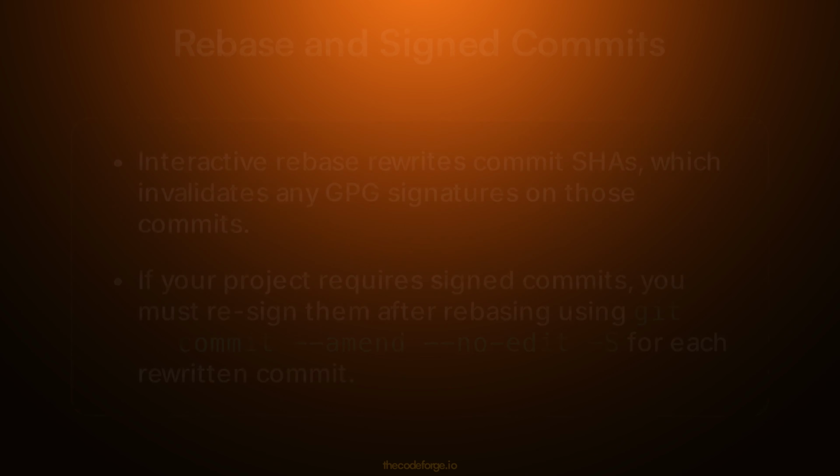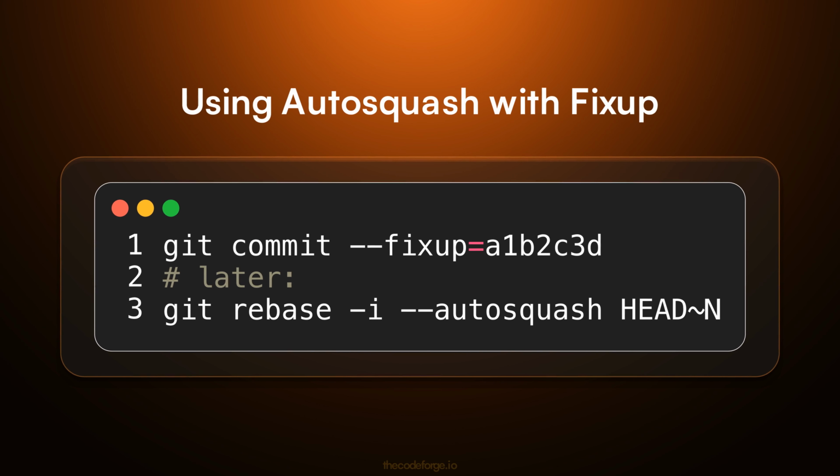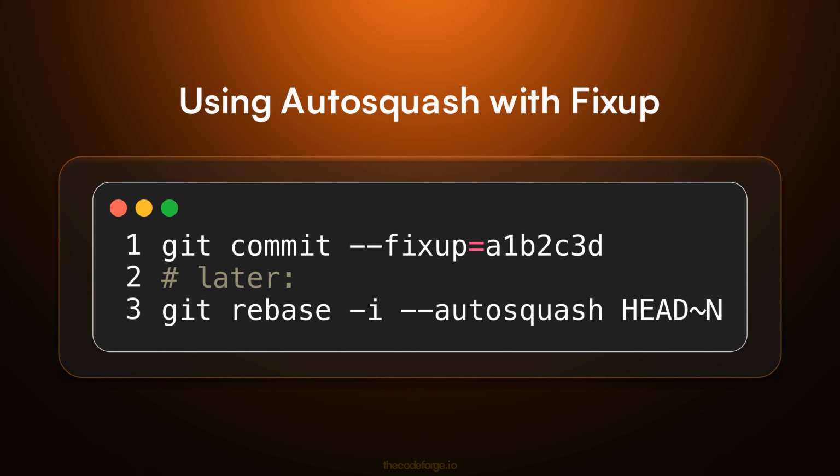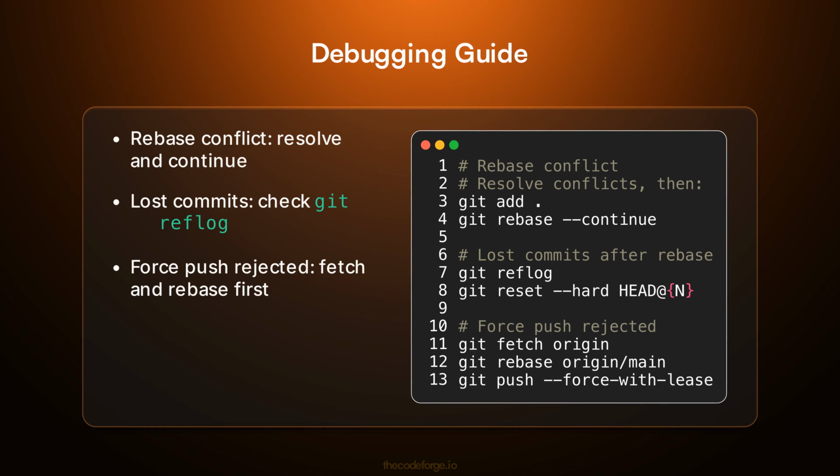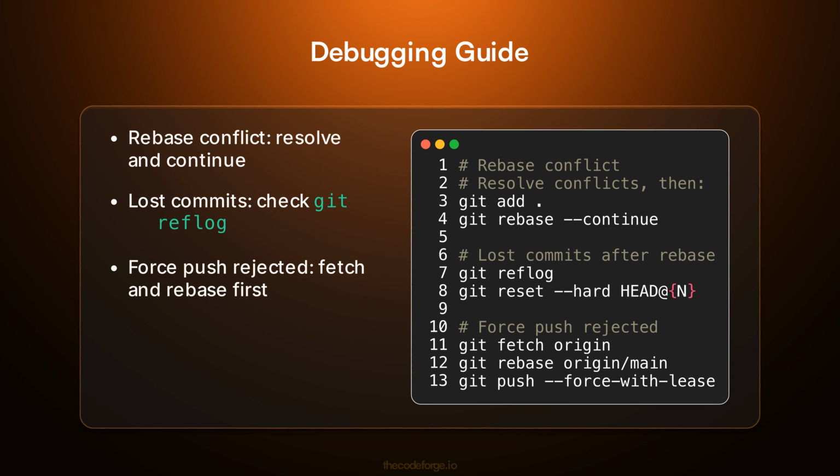The article mentions autosquash, but doesn't show the workflow. Create a fixup commit with git commit --fixup=<commit>, and then rebase with --autosquash to automatically squash it into the target commit. Here's how to diagnose and fix common rebase issues.